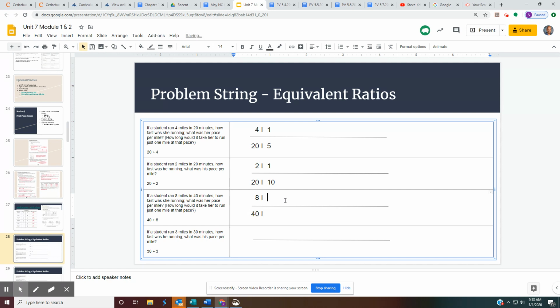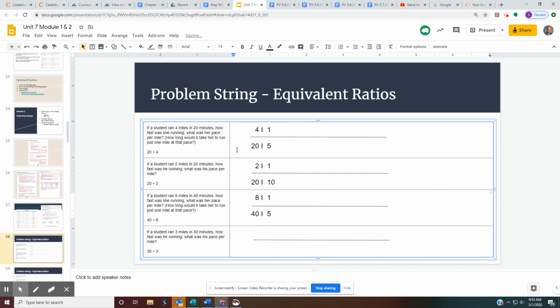And now consider we want 1 mile. So if we broke that down, how would we figure that out? Well, from 8 to 1, what do we have to do? We have to divide by 8, right? So which means we have to do that to our bottom part of our ratio. So what is 40 divided by 8?